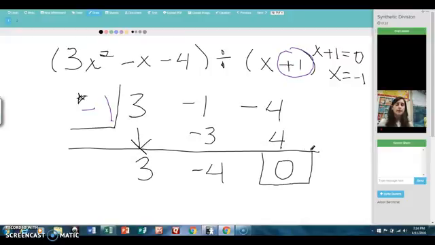The 0 at the end is the remainder. And when the remainder is 0, you've found a root. So what we have here is proof that -1 is a root and x plus 1 is a factor.